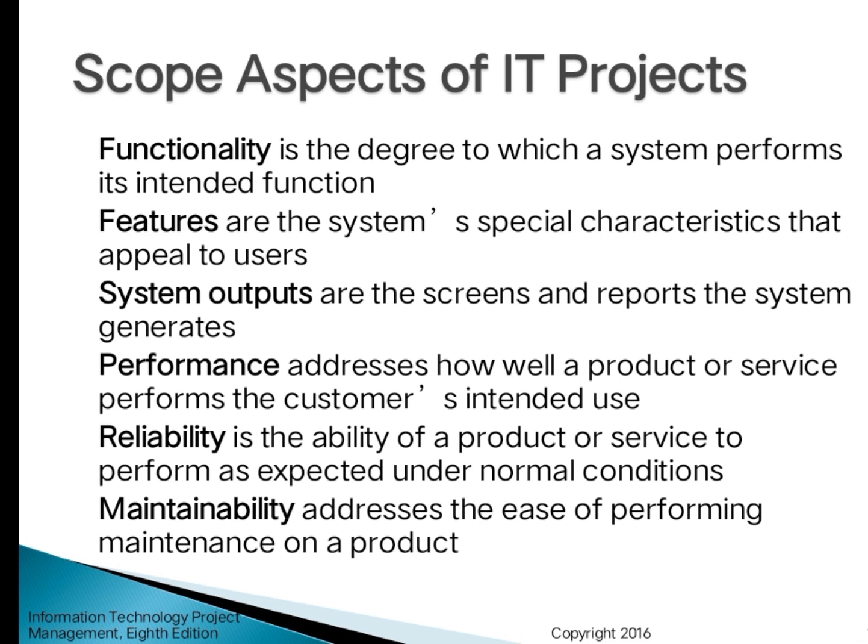So, the scope aspects of an IT project. Functionality is the degree to which a system performs its intended function. Features are the system's special characteristics that appeal to users. System outputs are the screens and reports the system generates. Performance addresses how well a product or service performs the customer's intended use. Reliability is the ability of a product or service to perform as expected under normal conditions.